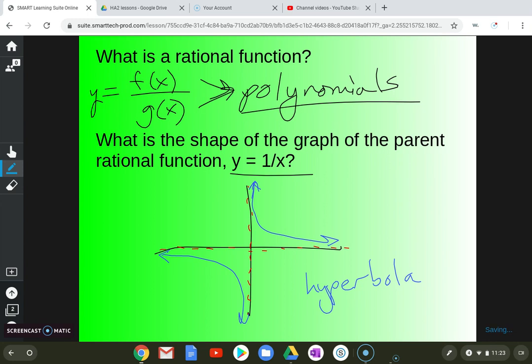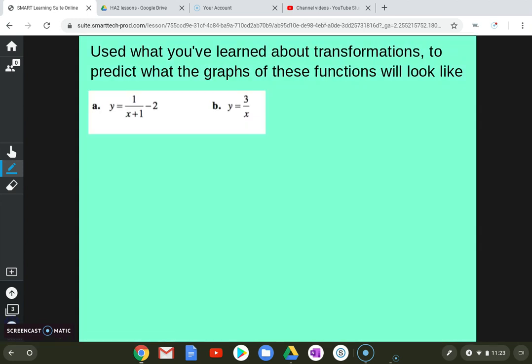All right, so we're going to move into some translations. For our first transformation, we have y equals 1 over x plus 1, minus 2. Remember, if we add to the input, this shifts the whole graph left by one place. We subtract from the output, this shifts the whole graph down 2 places.